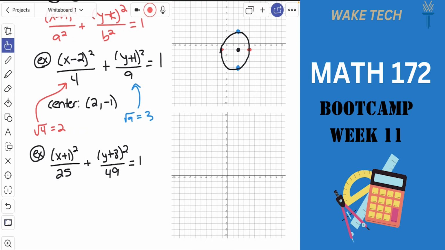Questions about the one we just did? Because if not, I'm going to give you a second to try graphing this new one that I've written below.